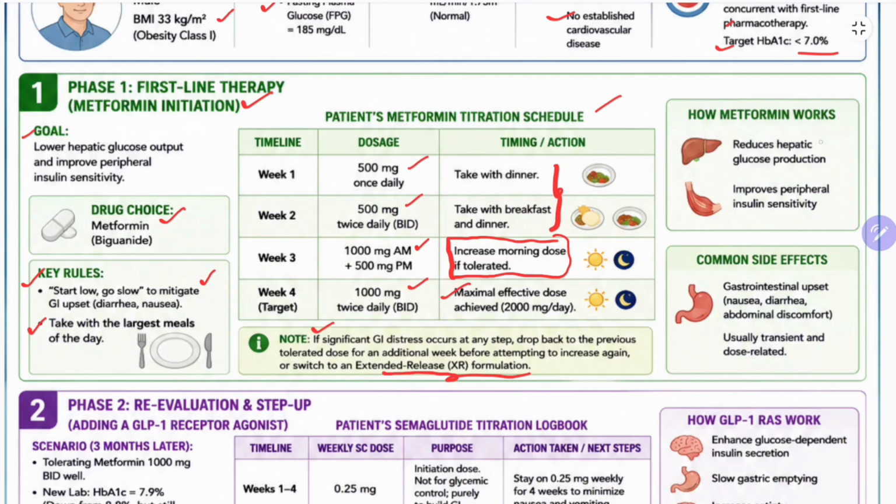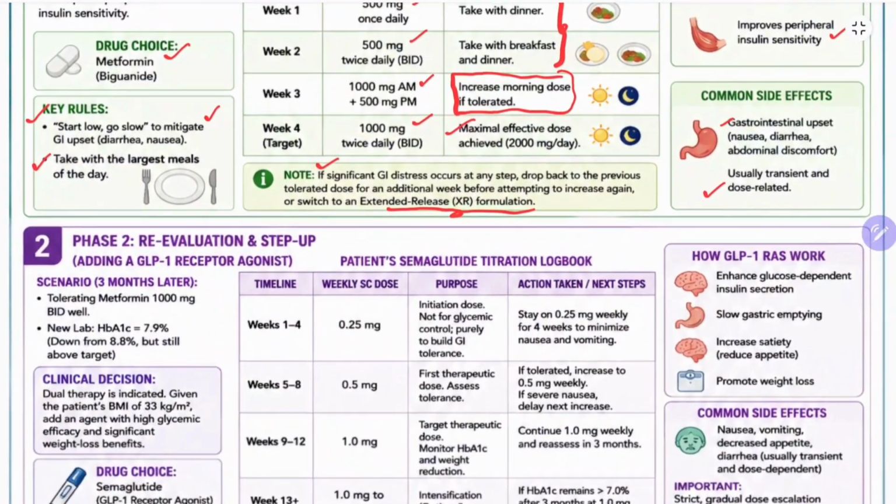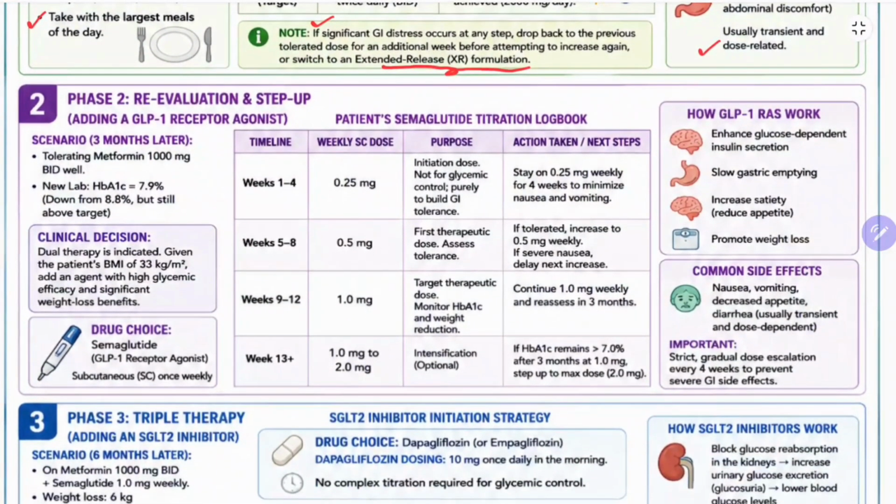As we have discussed, it reduces hepatic glucose production and improves peripheral insulin sensitivity. GI side effects are nausea, diarrhea, abdominal discomfort. These are usually transient and dose related, so this will go with time. That was phase 1. Now coming to phase 2.